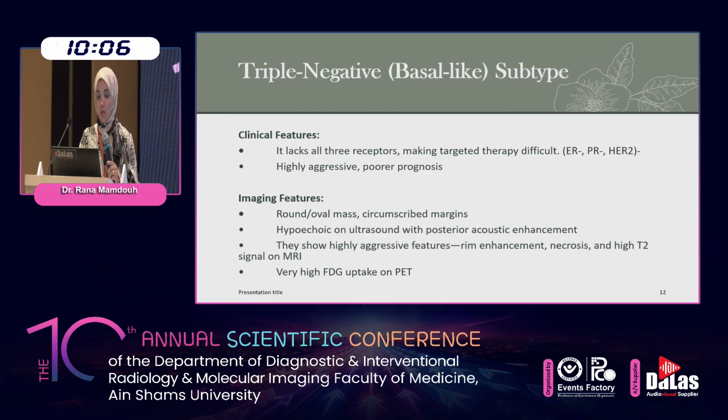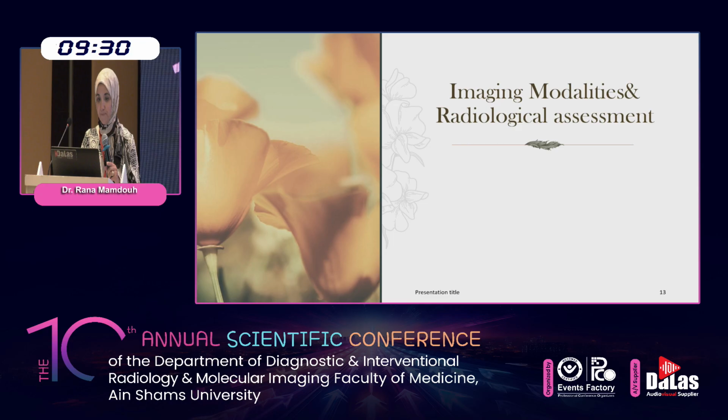The last and most aggressive type is the triple negative subtype. It lacks all three receptors, which makes it difficult to treat, and it is highly aggressive with the worst prognosis. Imaging features likely resemble a benign lesion: rounded or oval mass, well circumscribed, hypoechoic on ultrasound with posterior acoustic enhancement, no shadowing, no calcification, and show highly aggressive features such as rim enhancing, central necrosis, high T2 signal on MRI, and very high FDG uptake on PET.